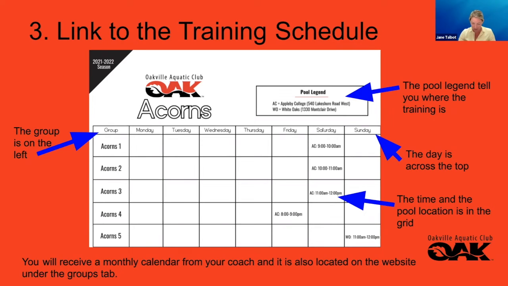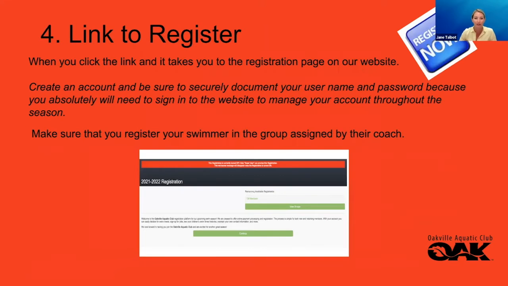Okay, short and sweet. And now that takes us to the actual registration link that you received on your email. When you click the link, it takes you directly to the registration page on our website, and you'll need to create an account and assign a username and a password. Write this down or copy it down or memorize it somewhere super secure, because you will 100% need that all the time that you have a membership with us. So you're part of our community. We will need to use that information to access your account, manage your swimmer's life with us, find information.